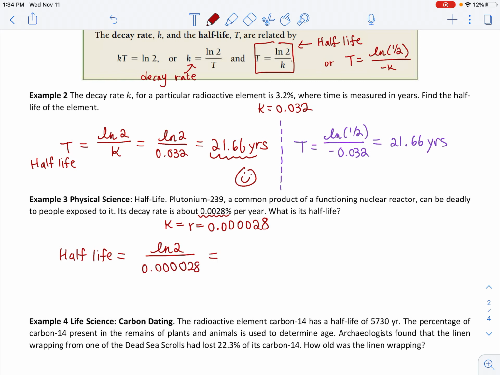All right, let's divide it by 0.0000028. So how long will it take for an amount of plutonium-239 to become half of what it used to be? How many years will it take? Let me type this into my calculator. 0.0000028. Oh my goodness. This is not good. 24,755 years.